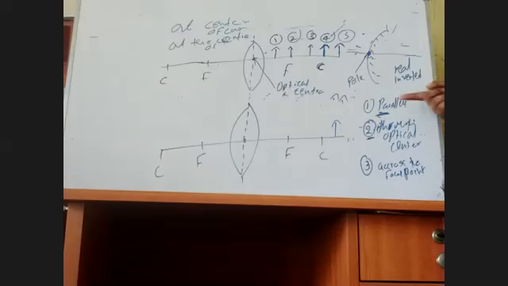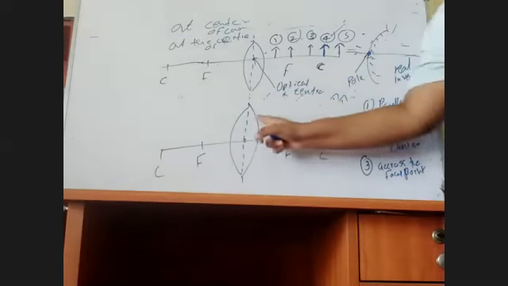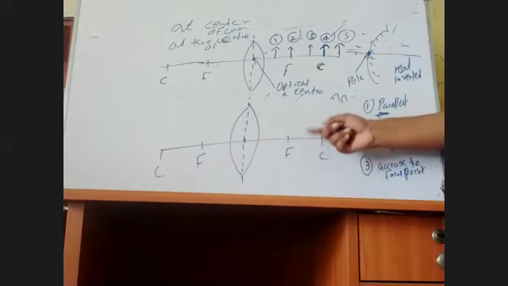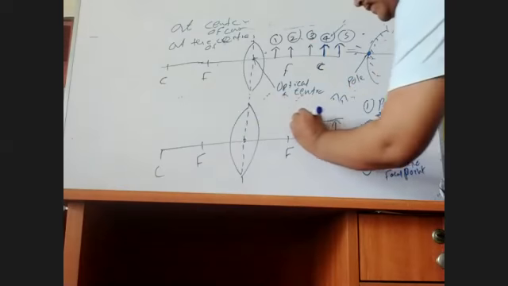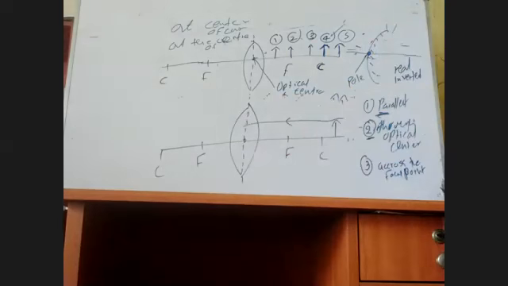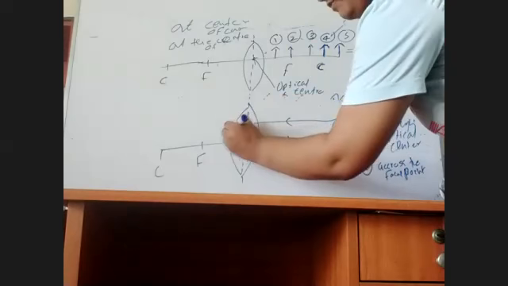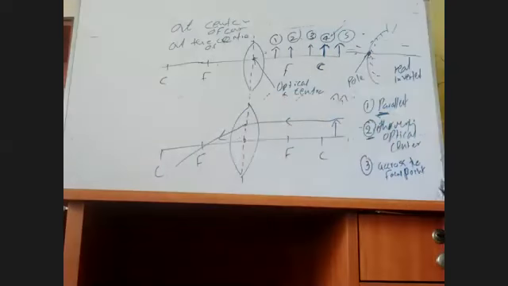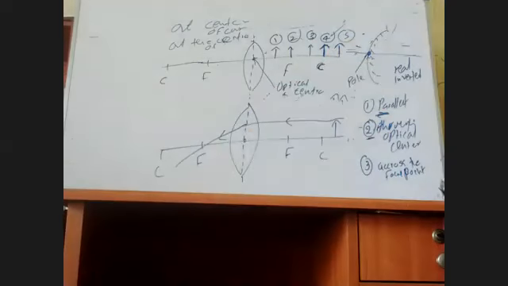Now, as usual, our first step is to draw a parallel ray, passing parallel to the principal axis. It should touch the tip of the object. If a ray passes parallel, it should refract and pass through the focal point. Then the second one, passing through the optical center.